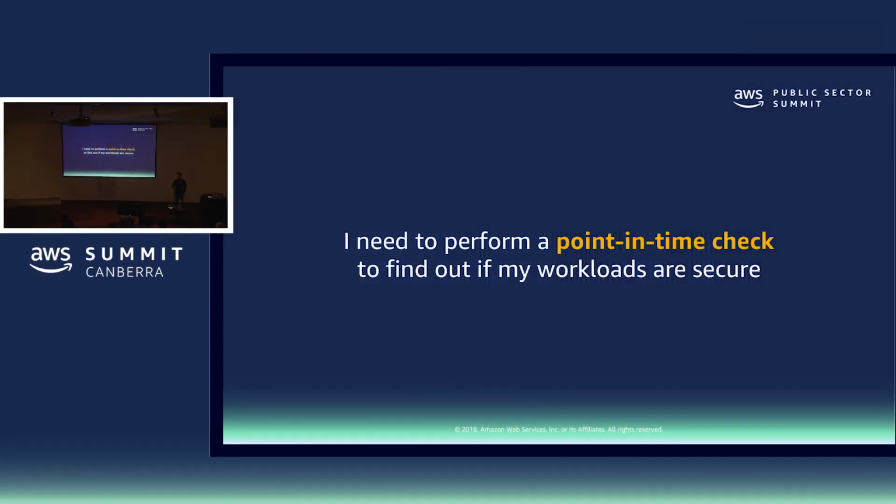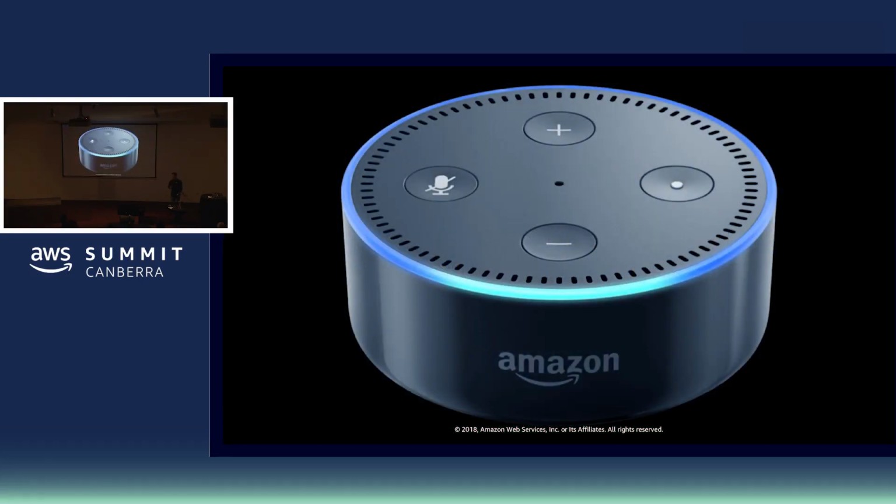All right, so let's start off with a scenario. Let's say you are the head of security, and the first thing you do each morning is log into your computer and check whether your production workloads are secure or not. Now, that's a bit cumbersome. How about if we use our Amazon Alexa skill? So we've built an Amazon Alexa skill that allows me to check whether my production workloads are secure or not. Let me show you how that works.